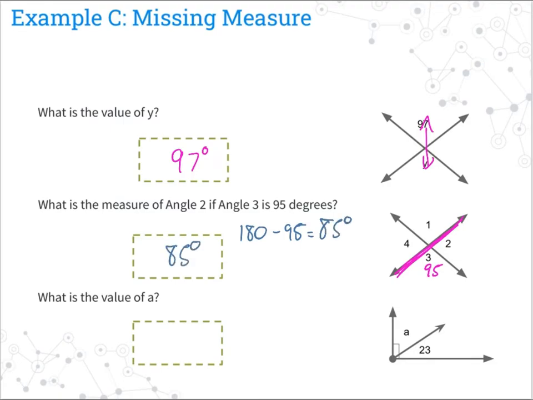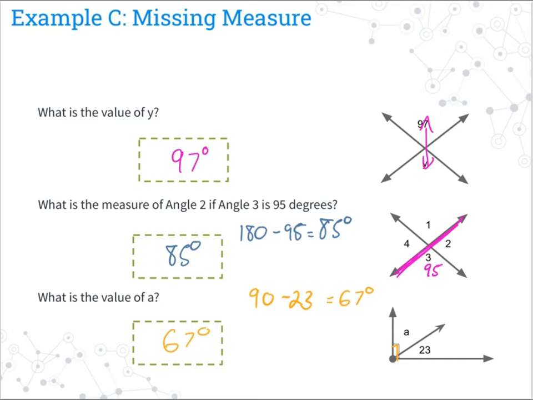The last one we have is what is the value of A? We can see that they're making a right angle there. We've got a right angle marker to let us know that they're going to be 90 degrees. Two angles added to 90 degrees are going to be complementary. So we're going to take our 90, subtract the 23 that we already have. Again, we could use our Desmos calculator if we're not sure. 90 minus 23 is going to give us 67 degrees. So our answer is 67.